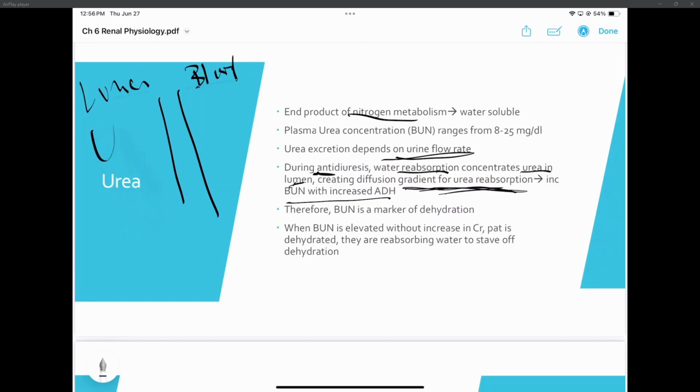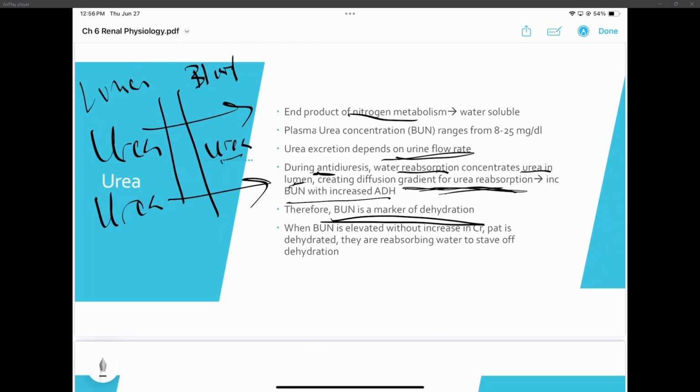So we have urea, big concentrations out there, small amounts here, starts building up. So we have a diffusion gradient, so urea starts going into the blood, and that's why your blood urea nitrogen goes up. Therefore, BUN is a marker of dehydration.